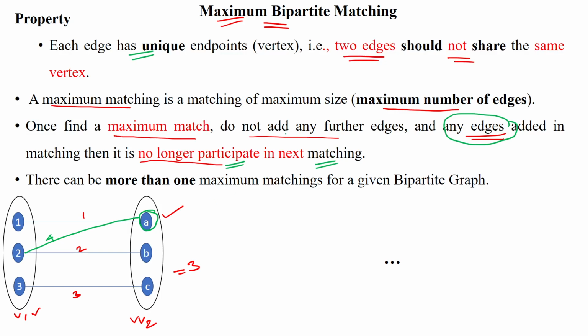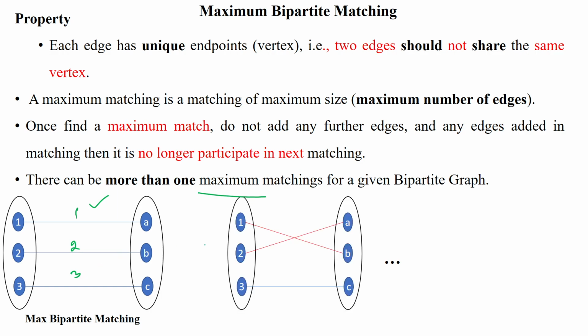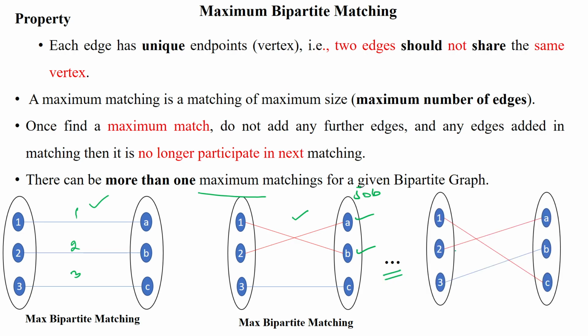We should not add any more edges after finding the maximum matching, but there is the possibility of more than one maximum matching for a given bipartite graph. You see, this is one maximum matching. We found 3 as the maximum matching. Then you see here 1 is assigned to B, 2 is assigned to A. The jobs are changed now. Even though jobs are changed for the employees, no two edges are sharing the same vertex, so this is also another kind of bipartite maximum matching. Then we can identify many maximum matchings. So here is another maximum matching.